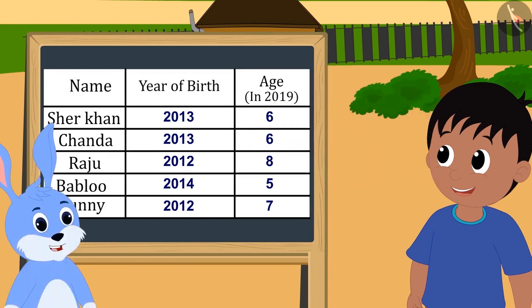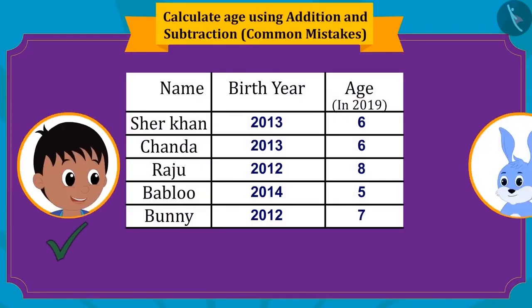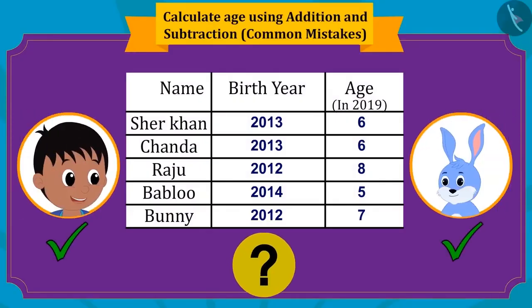While Bunny is saying that his and Raju's age should be equal, as they both have the same year of birth. What do you think, children? Who is right? Raju or Bunny?